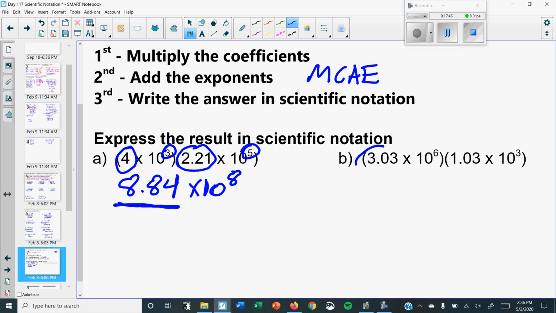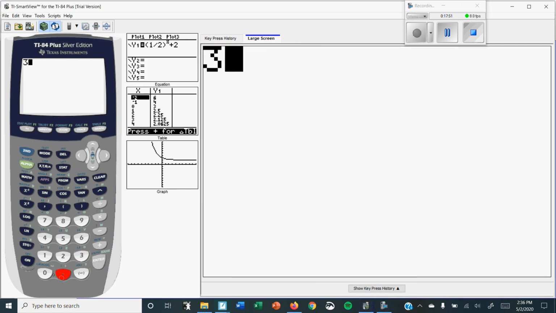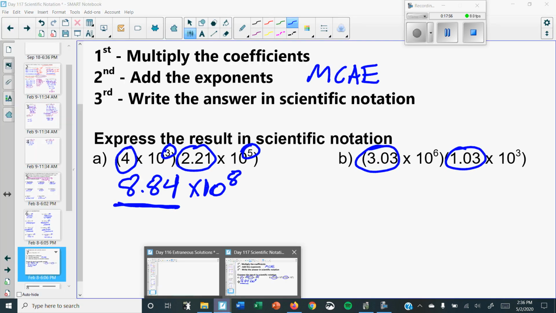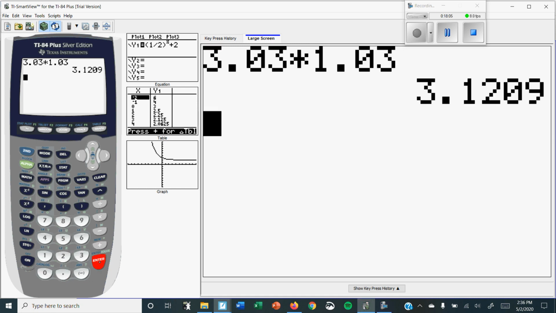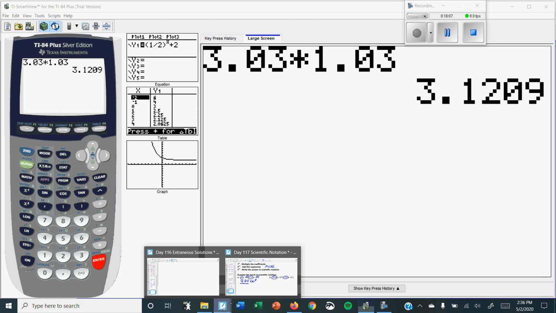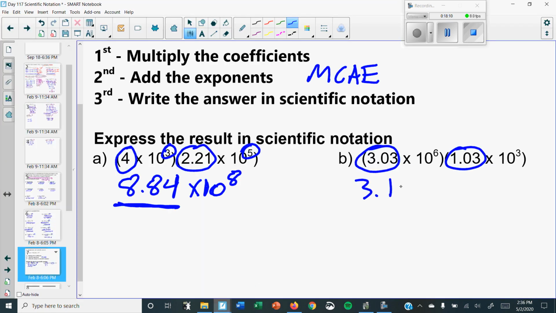So 3.03 times 1.03. Here we go. 3.03 times 1 point, and I already forgot. 1.03, yeah. Okay. 1.03. So 3.1209. So let's write that. 3.1209. I did write that correctly, right? I have such a terrible memory. Times 10 to the, add the exponents, 9. And again, make sure the number is between 1 and 10. It is, so you did it right.